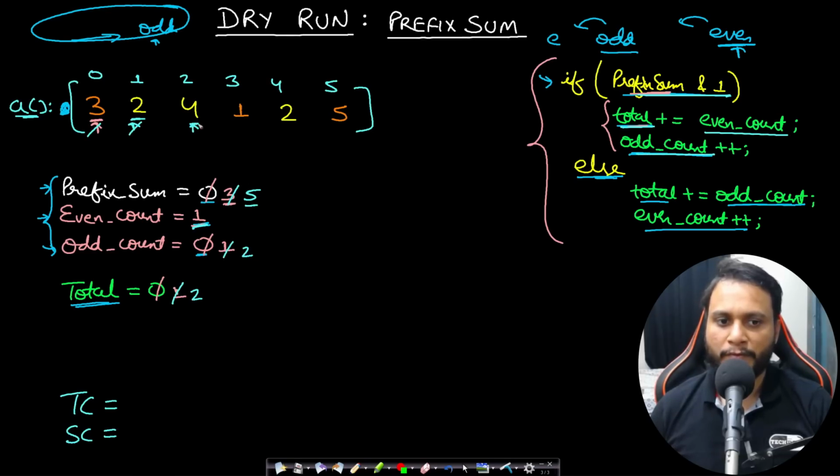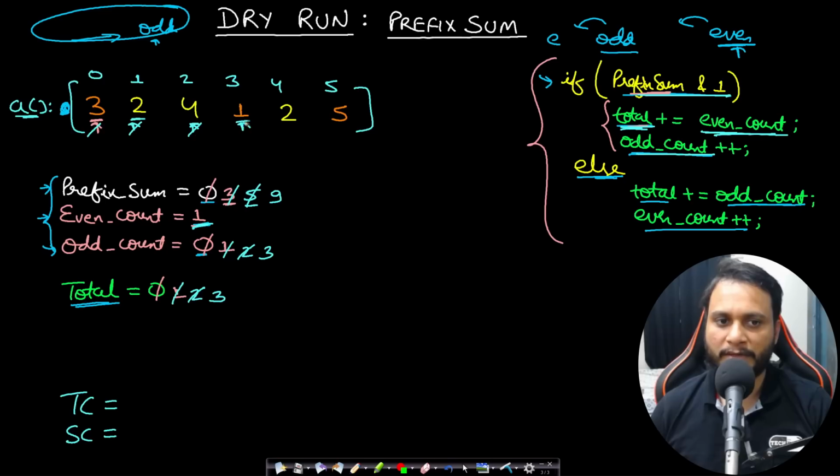So we will go to 4. 4 will be added, so this becomes 9. Again, this is an odd number. So what should I do? The total will be incremented by the even count. So even count is again 1. So this becomes 3. And the odd counter will increase by 1.